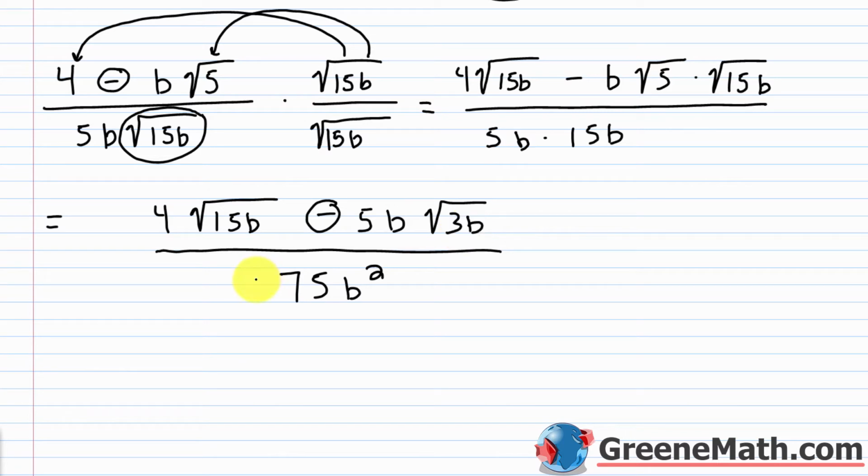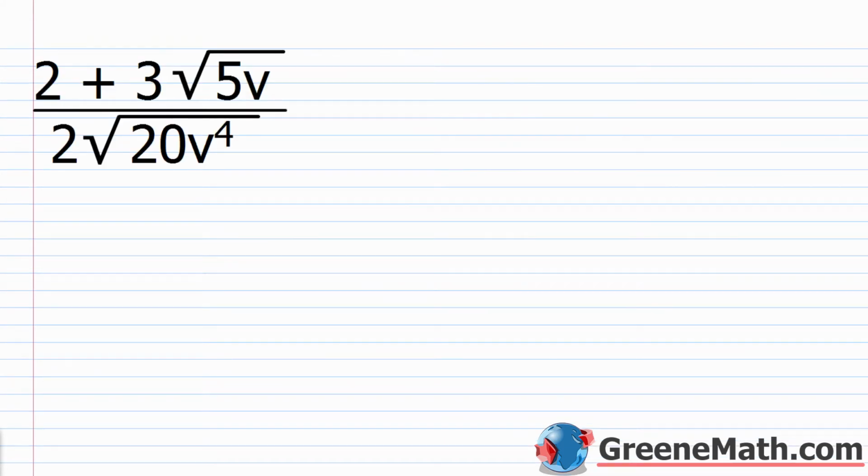Some of you will say, well, in the numerator, you could factor out the square root of 3b. You could, but there's nothing to cancel that with down here. So this would be as simple as we can make this. All right, let's take a look at another one.